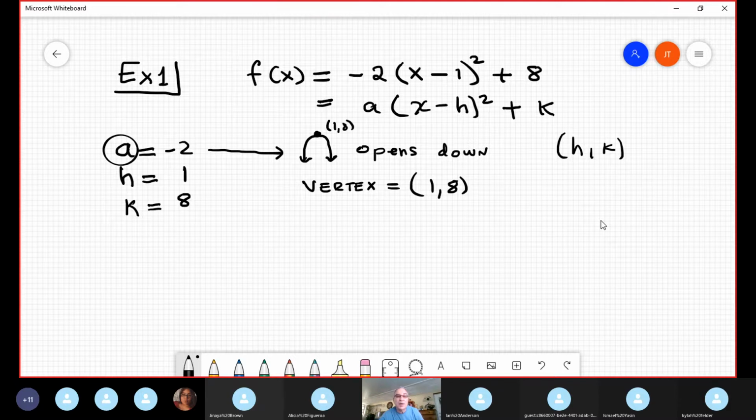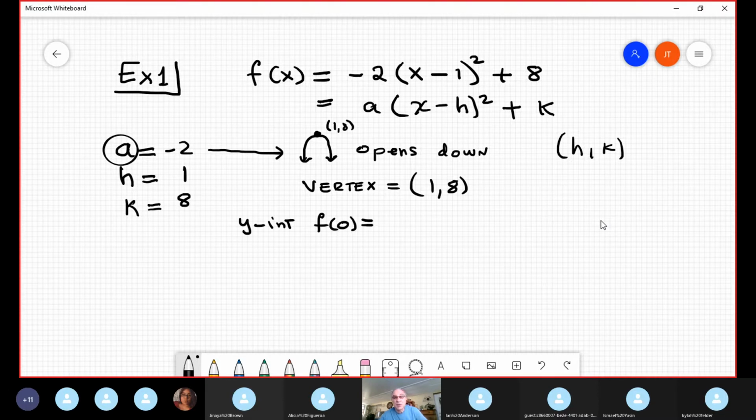And I know that my parabola opens down. Okay, that's it? No, we need more information. We need at least 5 points, or 3 points. I have only 1 point and also the direction. So the important points are the y-intercept and the x-intercepts. For the y-intercept, remember, you evaluate the function at 0.